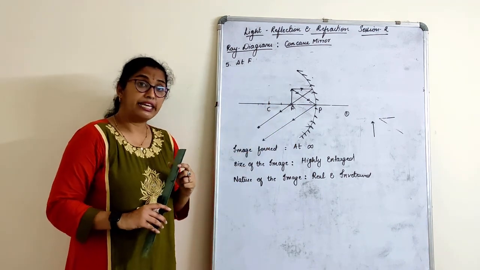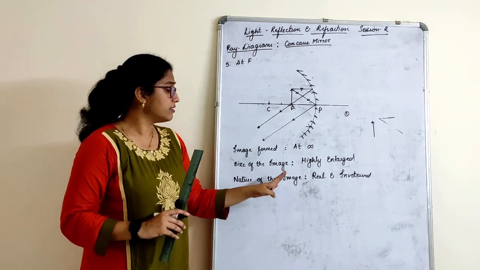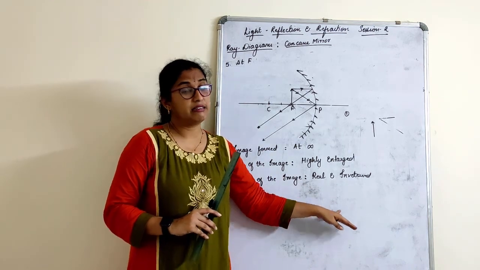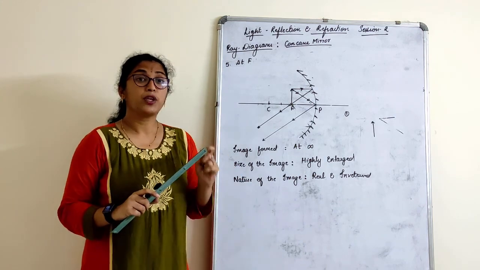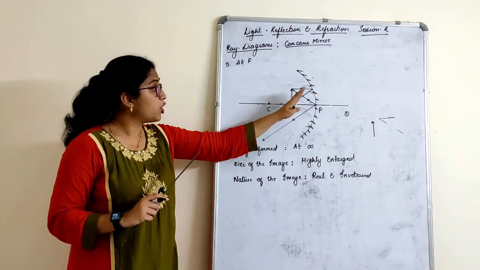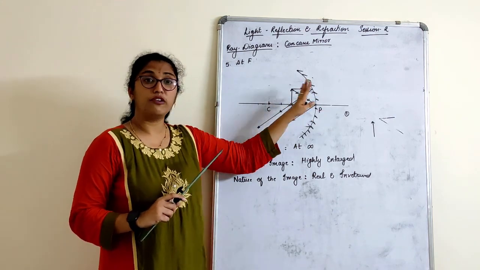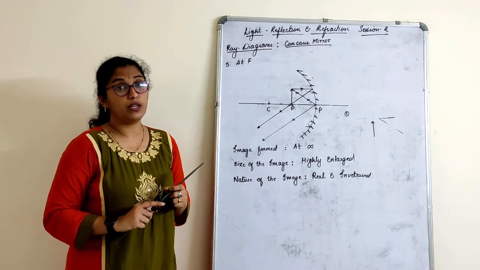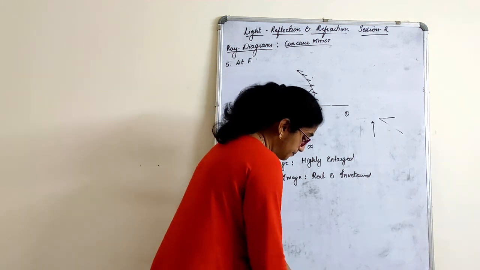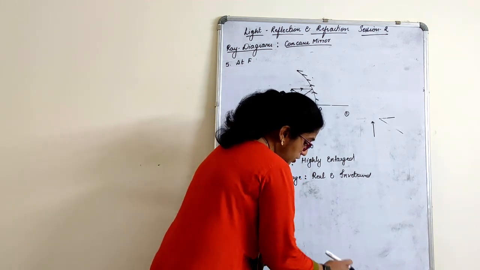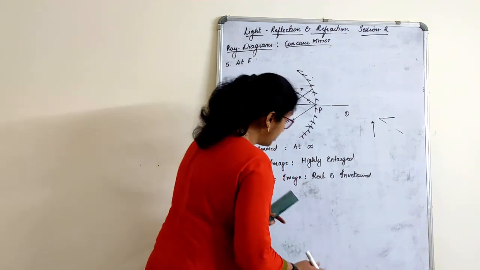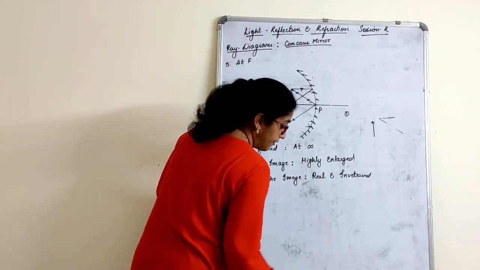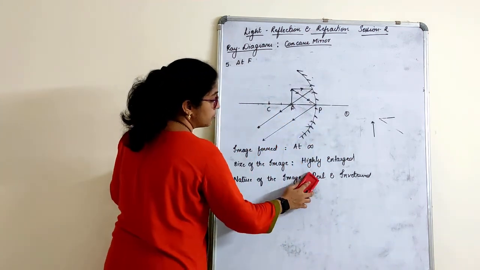Remember, in concave mirrors, almost all the images are real. Only when we keep the object between F and P, or near the pole, do we get a virtual image there. The last case is when the object is kept between F and P. What we have to find here now.